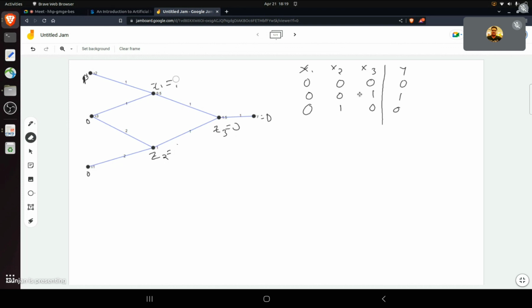Next we have 0, 1, 1. So x3 is 1 and x2 is 1, and x1 is 0. So z2 will be 1, x2 gives 2, which is greater than 1, and z3 will also be 1, so y will be 1, right?